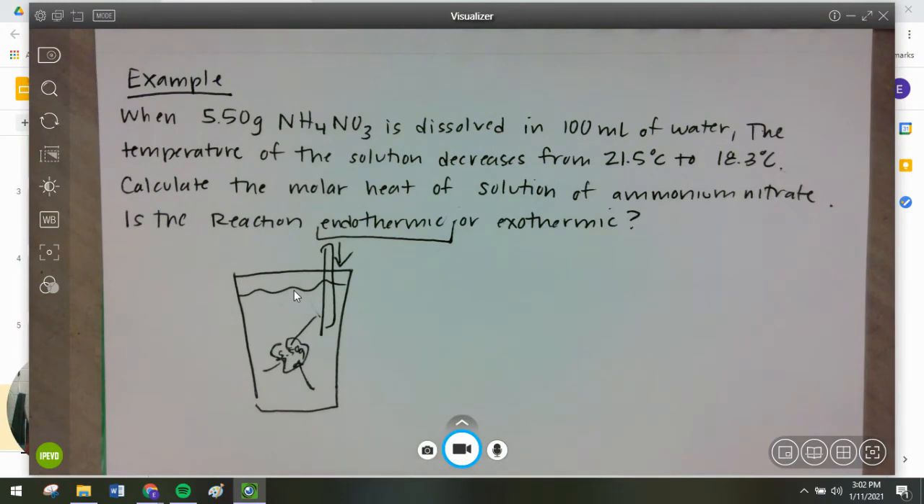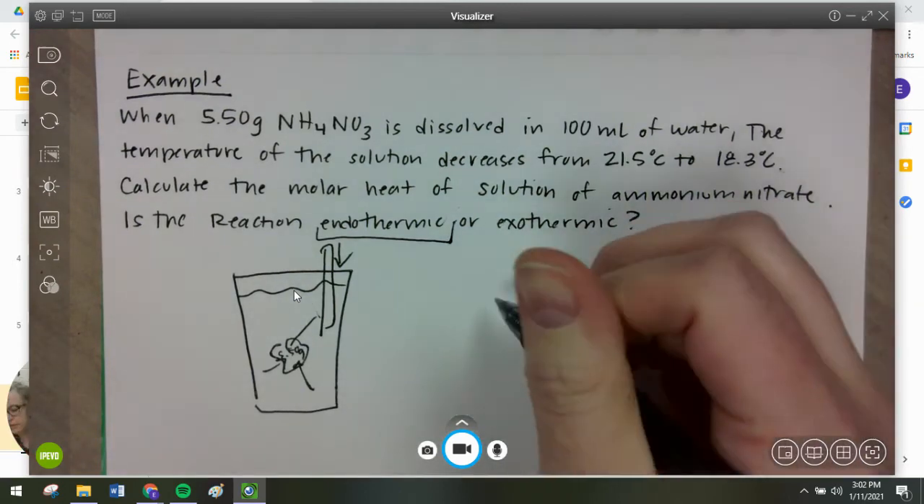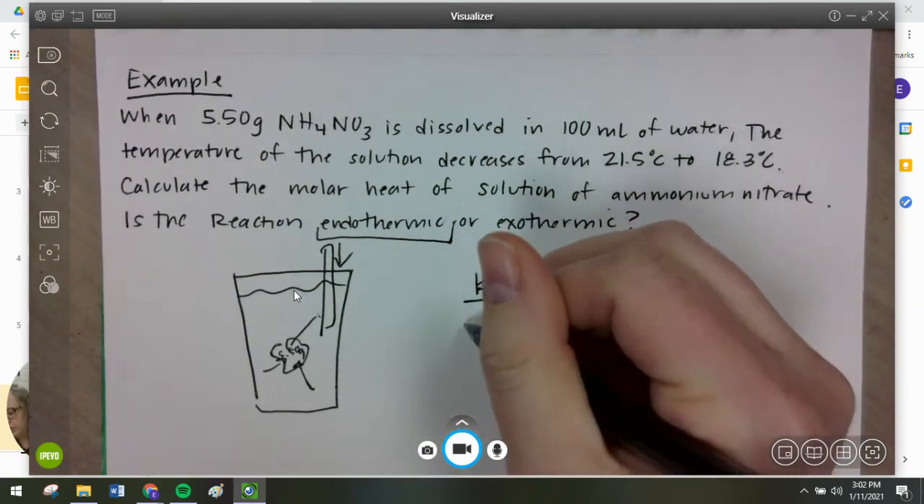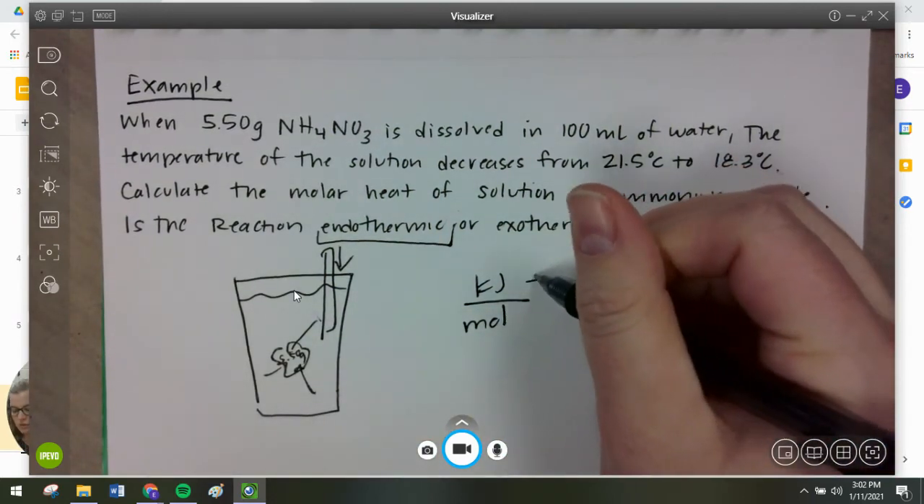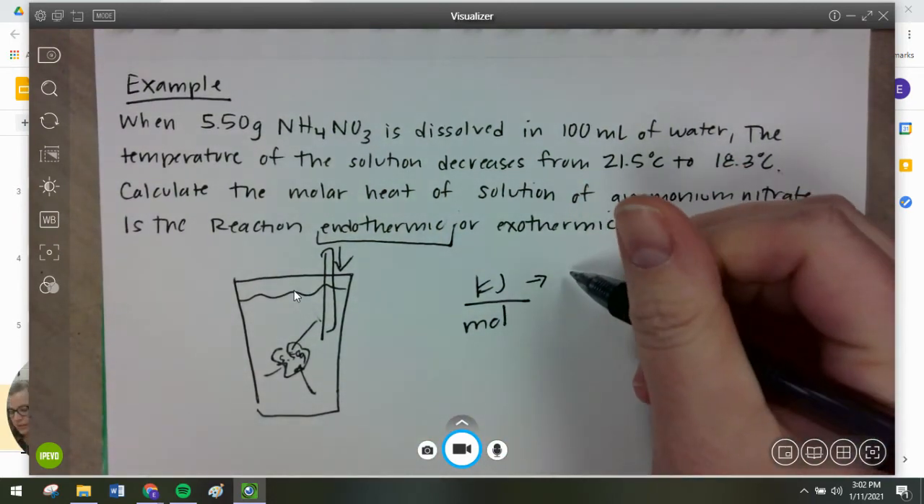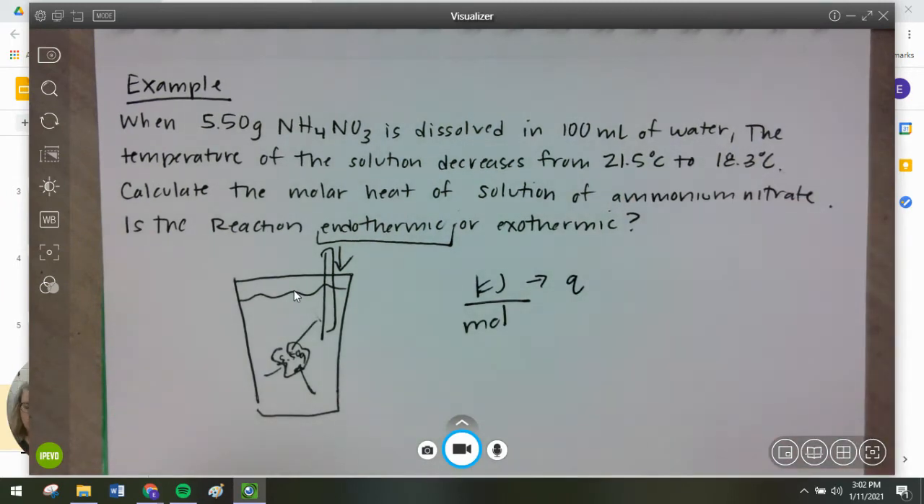Now, this is a little bit different from our metal calorimetry piece because it's asking us to calculate molar heat of solution in kilojoules per mole. A couple of things to think about: the kilojoules obviously need to come from some sort of heat equation, so we are going to need a Q there. The moles, though, is a little bit tricky.